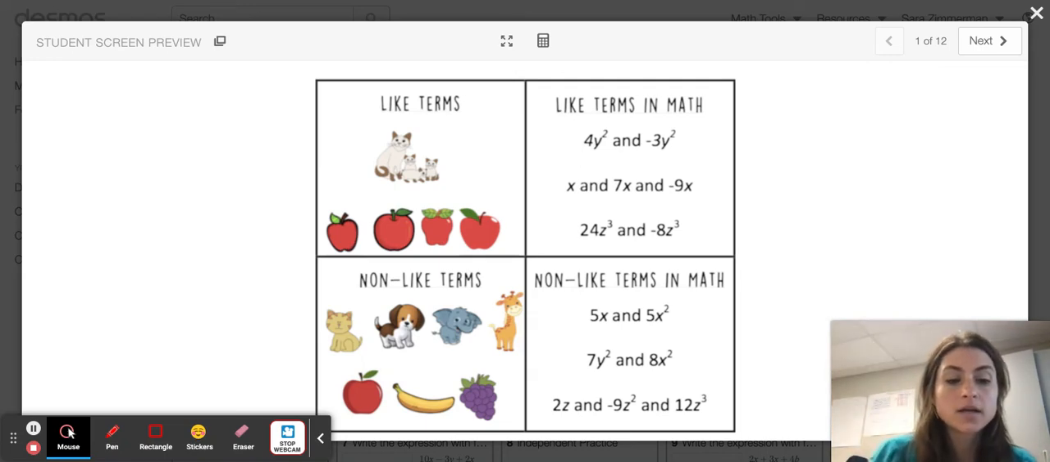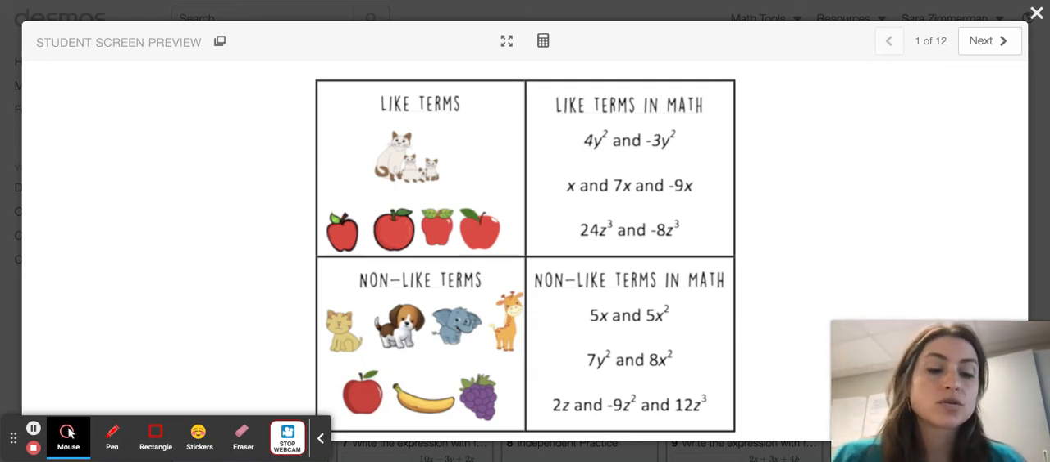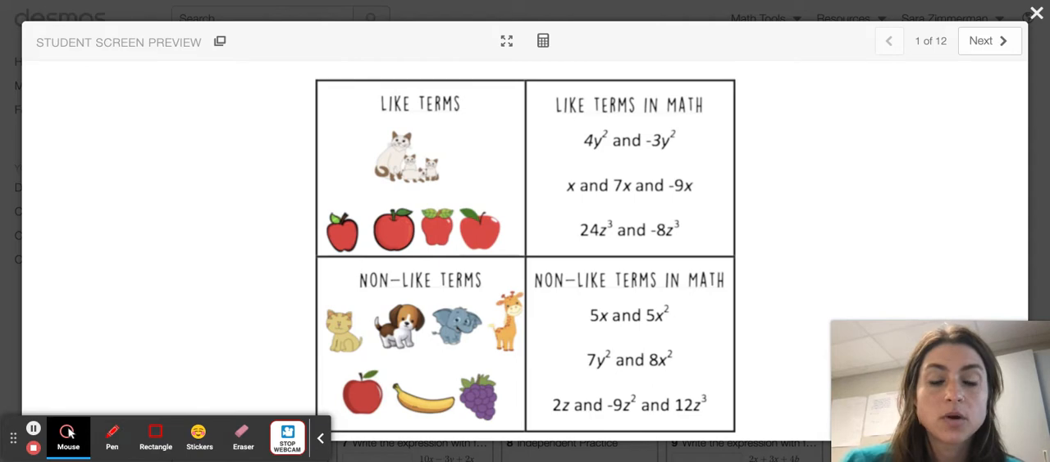Good morning. All right. So I'm just going to introduce your first combining like terms Desmos. This will be a very quick video. So combining like terms is what we're going to work on while Ms. Z is out. Okay.